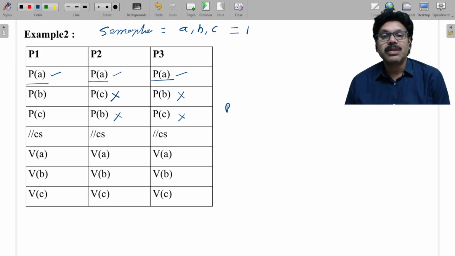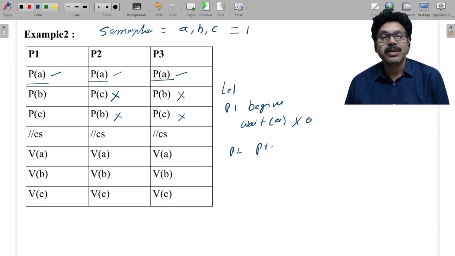Let us see now. Let P1 begin. When P1 begins, it takes wait of A. Wait of A means 1 becomes 0, and P2 preempts P1. In this case, P2 got a chance. Now P2 is saying, I want to get down, that is wait of A. You can't get down because somebody has already got down. Therefore, it is not possible.